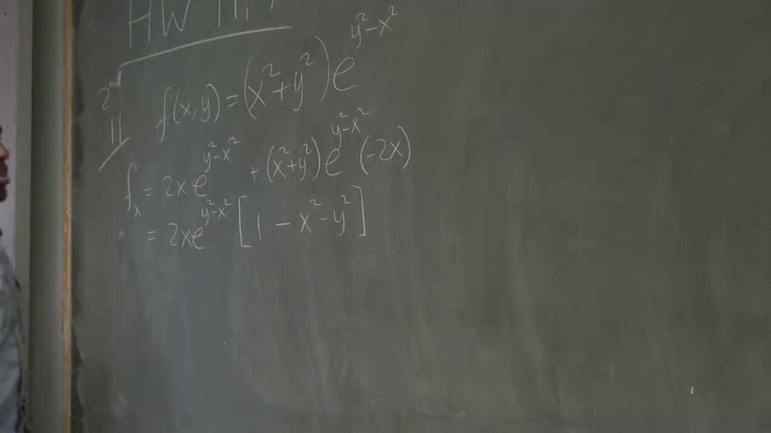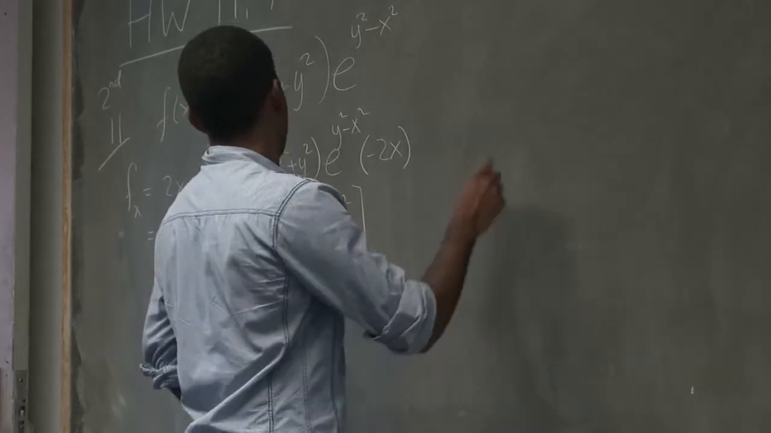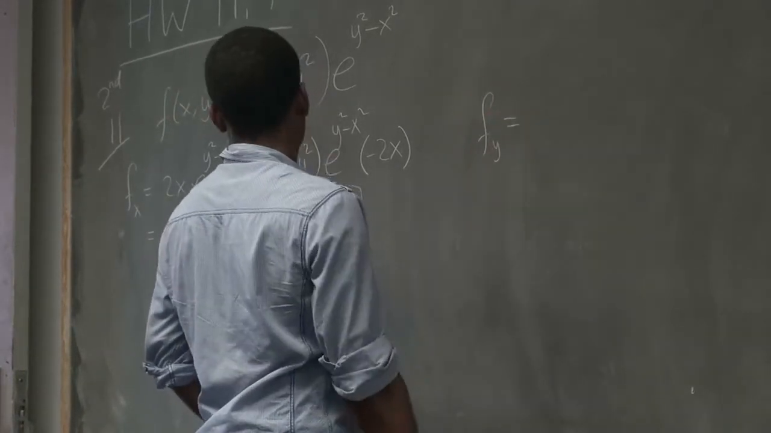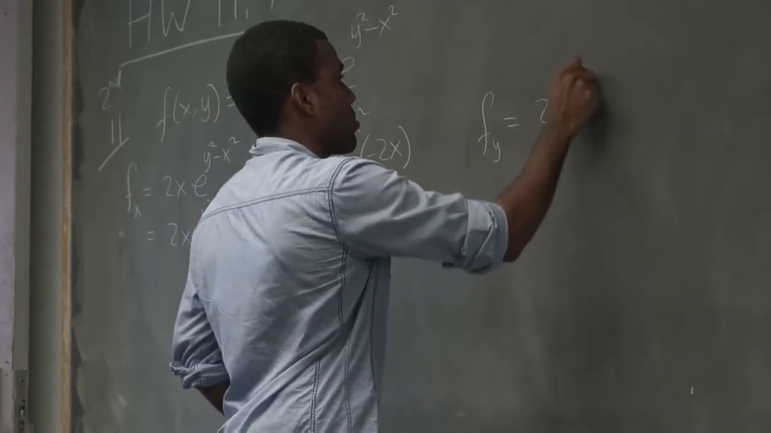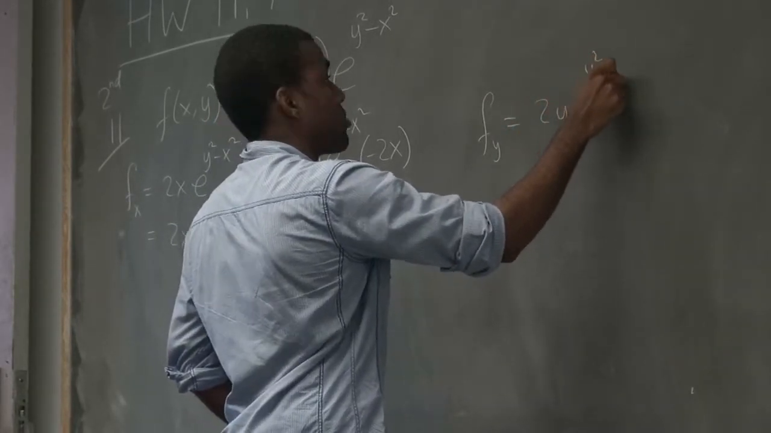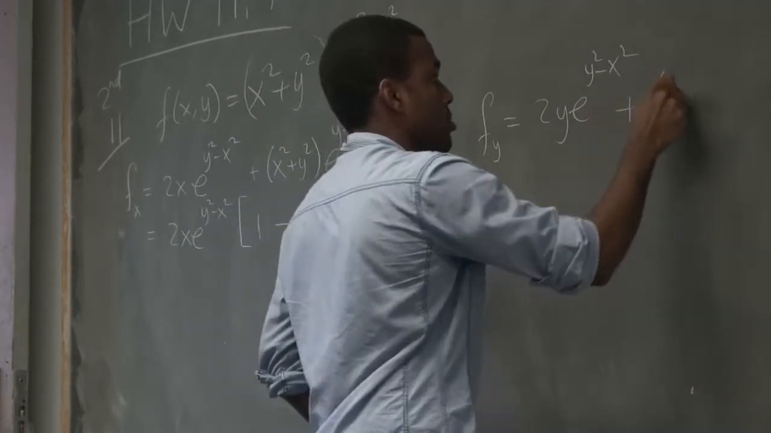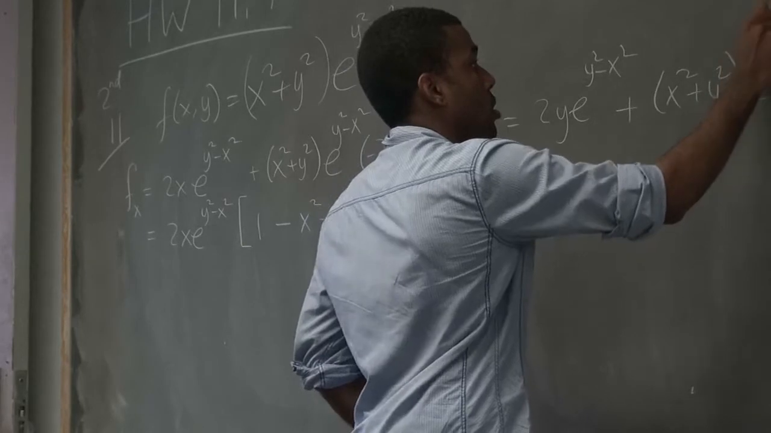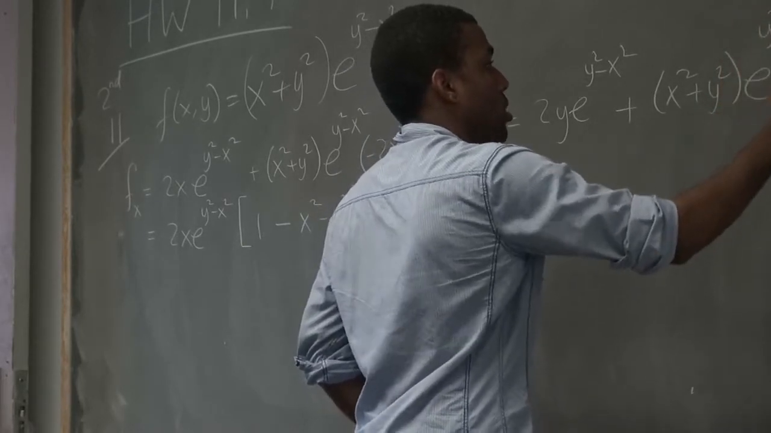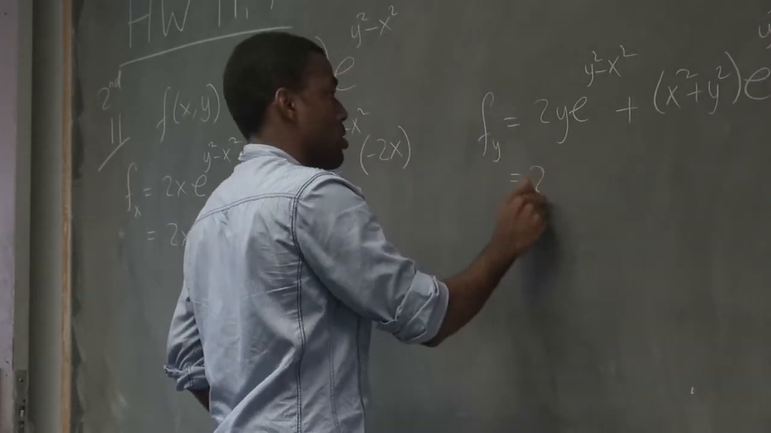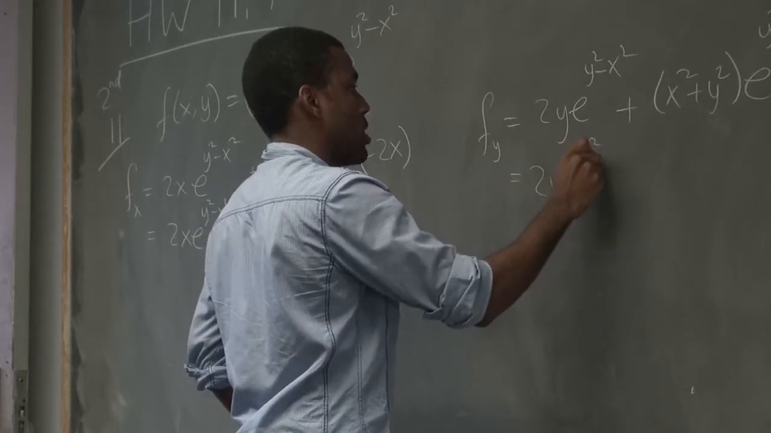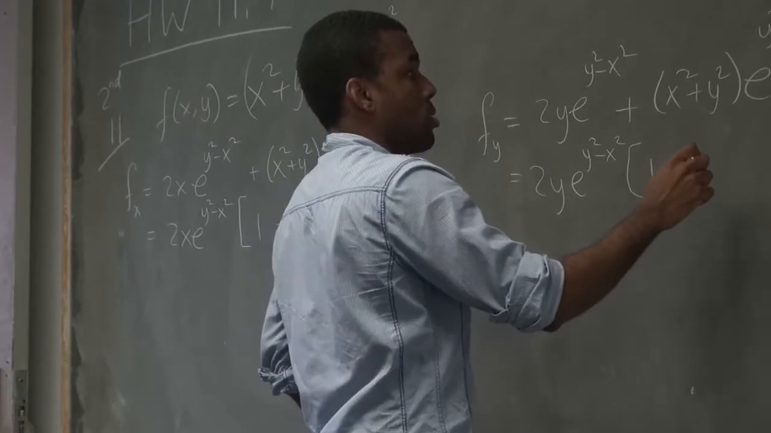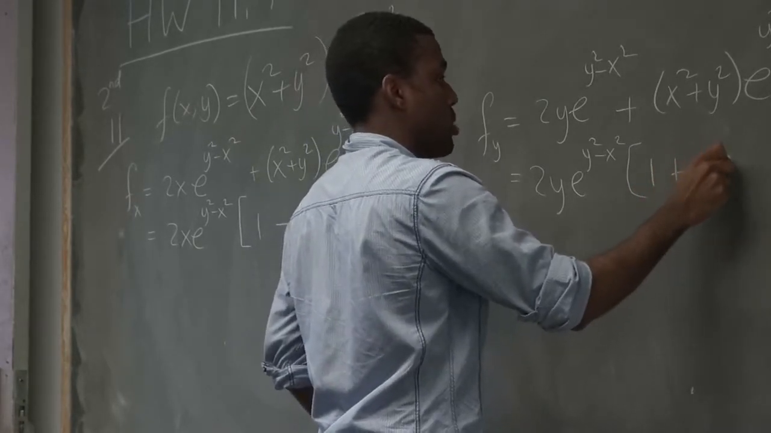And then fy is 2y e to the y squared minus x squared, plus x squared plus y squared times 2y e to the y squared minus x squared. You can factor out a 2y e to the y squared minus x squared. That is 1 plus x squared plus y squared.